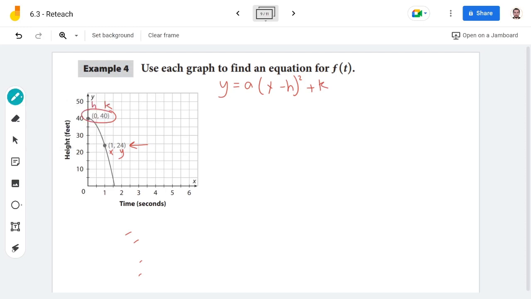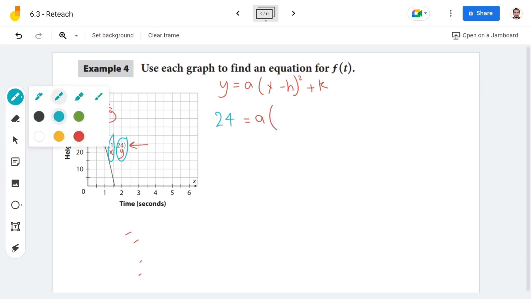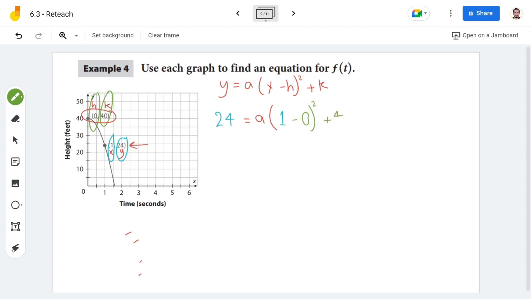Okay, so this one is y, this one is x. So 24 equals a times x, and x is 1. And we have h and k. So h is 0, k is 40. So h is 0, so it should be negative 0, to the power of 2, and plus k, which is 40. We have this one in red so it's not confusing. Okay, so now we can find a.